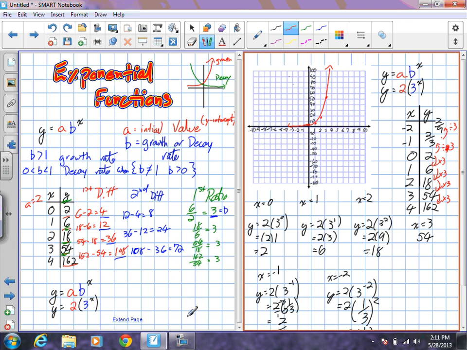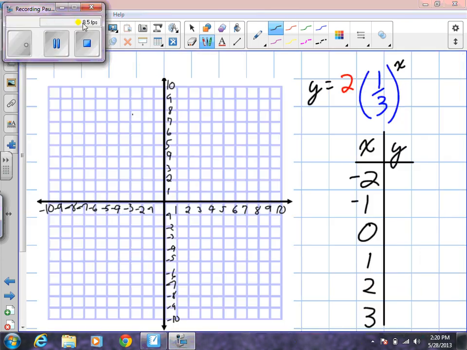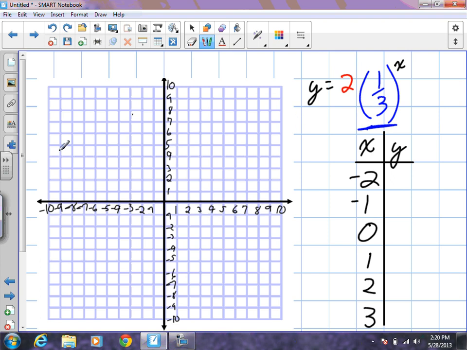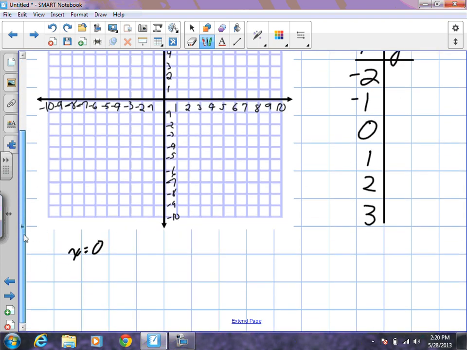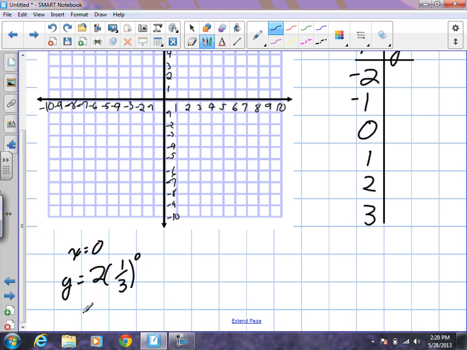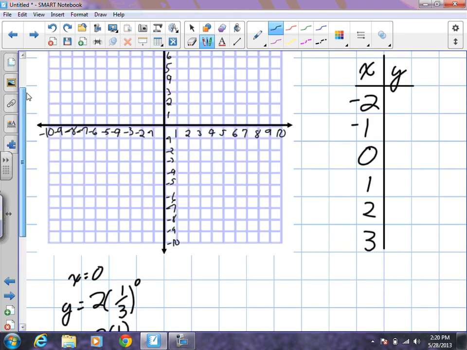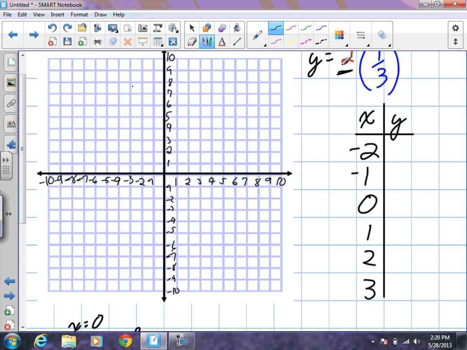We have a decay rate. We're going to see what this looks like by doing the same type of thing here. So our y value is 2. This time we have a third, and it's going to be to the power of 0. What is 1/3 to the power of 0? 1 times 2 is 2. So our y-intercept is identical, and that's because the a value is 2. So our y-intercept didn't change.